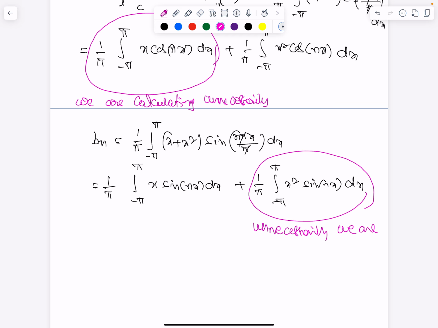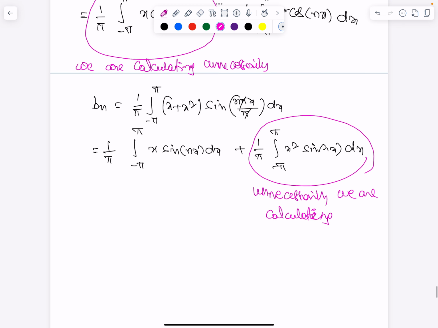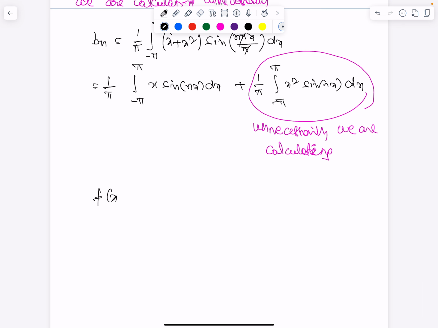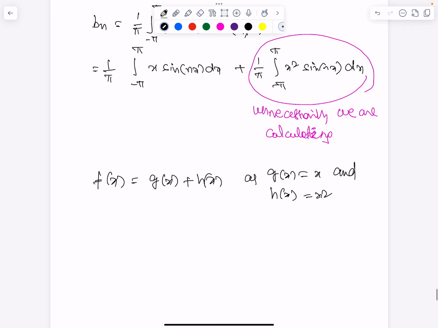We are calculating, as this term is going to be 0. So that can be reduced by writing f of x is equal to g of x plus h of x, as g of x is equal to x and h of x is equal to x square.